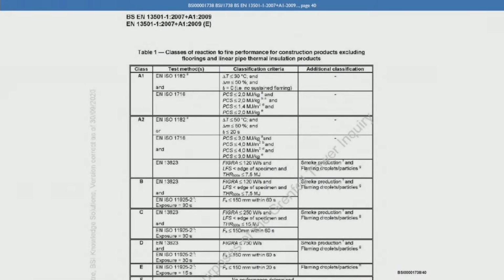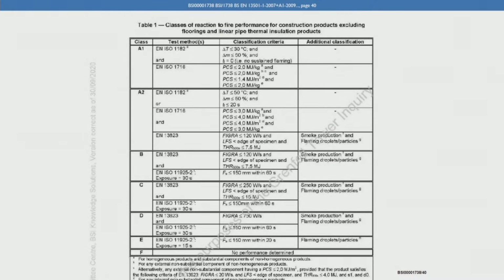Now, if you look just down the screen, you can see that there are various classes ranging from A1 at the top to F at the bottom, yes? Yes. And there are various classes that rely not on one single test, but a combination of tests. Yes. And that's true of Class B as well, isn't it? Yes, it is. We have two there, EN 13823 and also EN ISO 11925 Part 2. Now 13823 is the single burning item, or SBI test, isn't it?